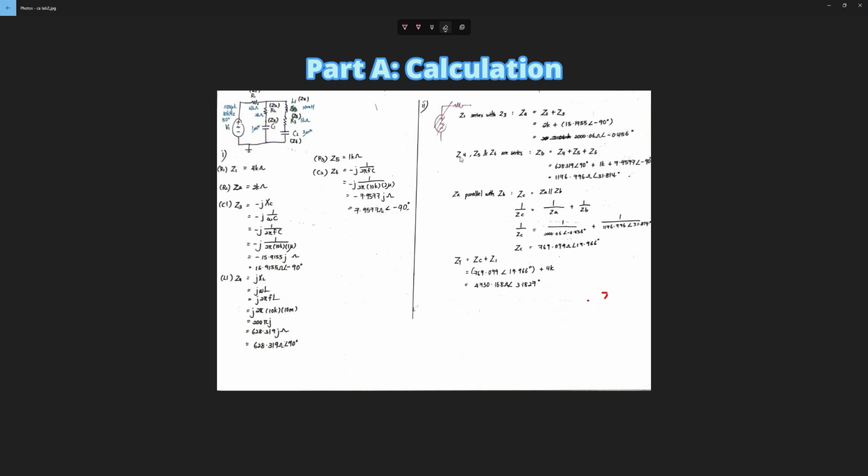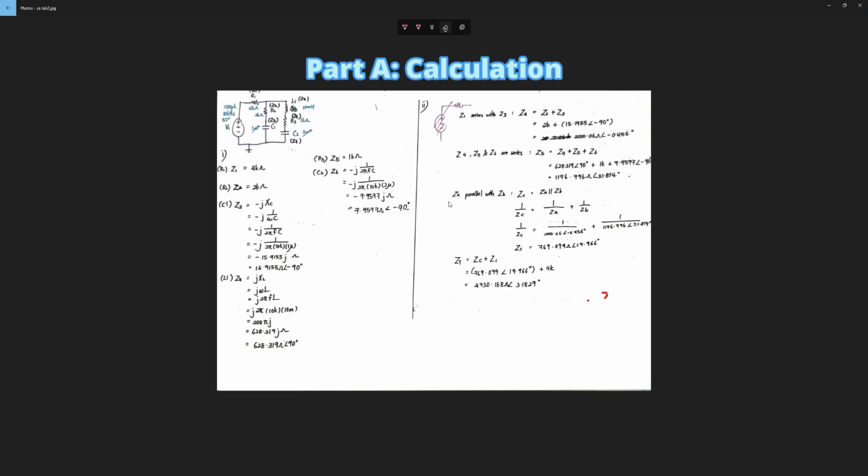Okay, second one, Z4, Z5 and Z6 are in series. The formula given, ZB is equal to Z4 plus Z5 plus Z6. So the answer is 1176.796 ohm with 31.81 degrees.